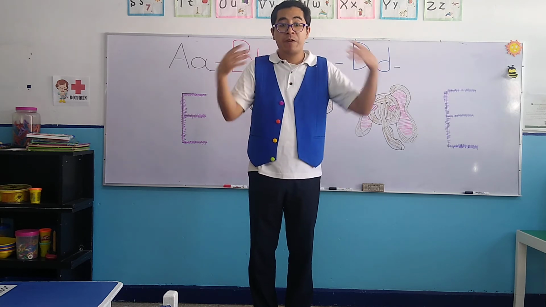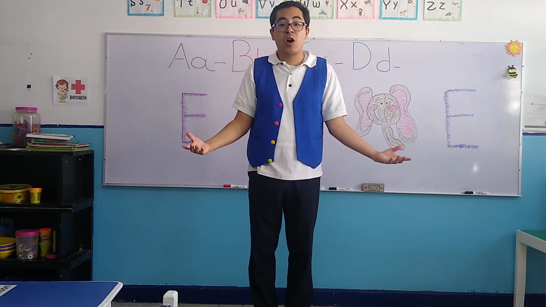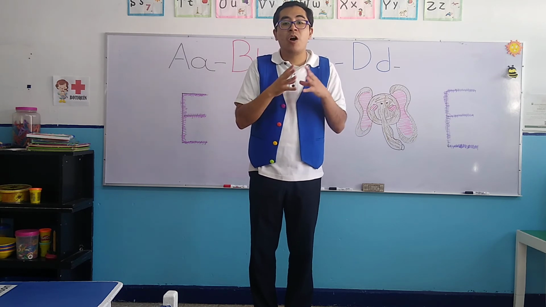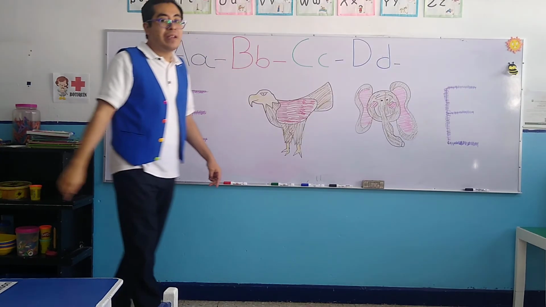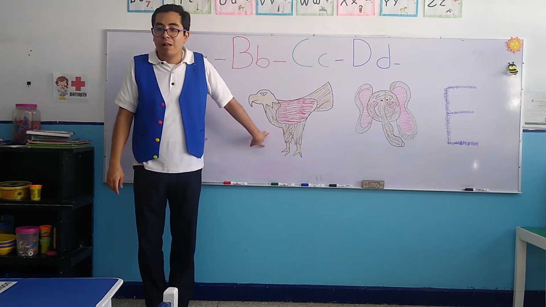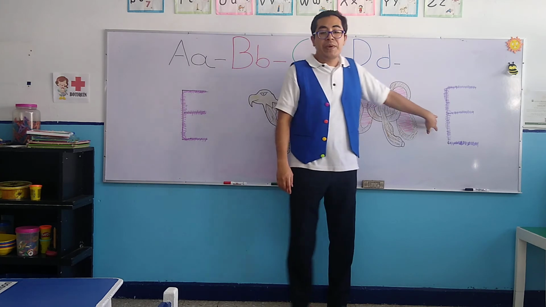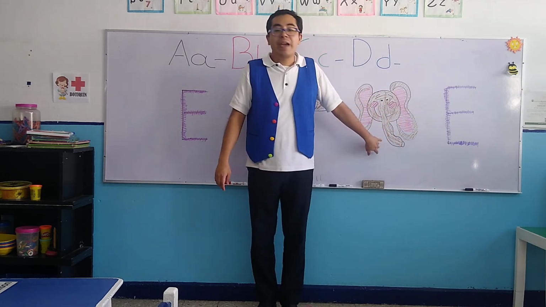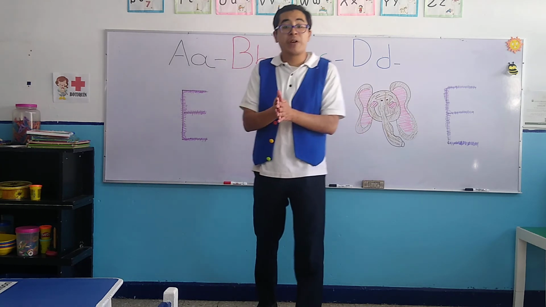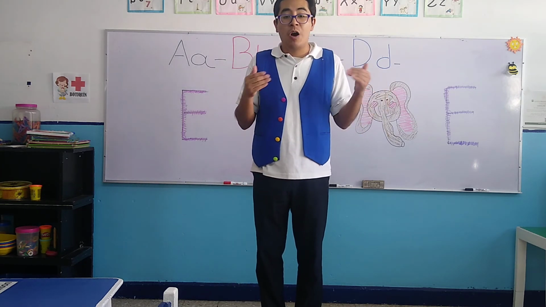Very good. Now, before the class is finished, before we go, let's review the letter and animals of today, starting with capital E. Eagle. Capital E. Elephant. Okay? Very good.